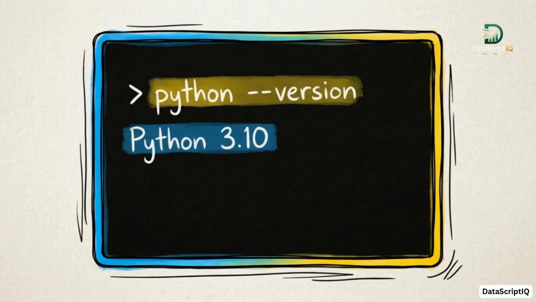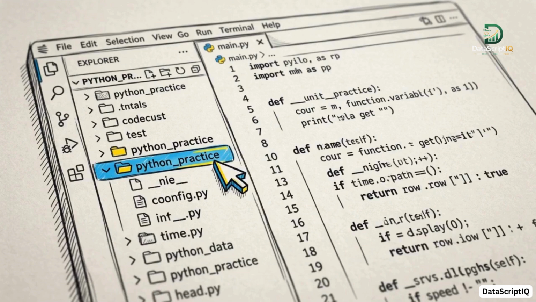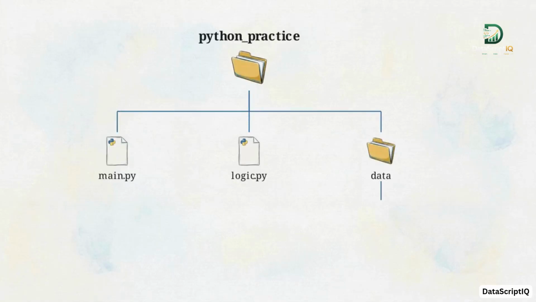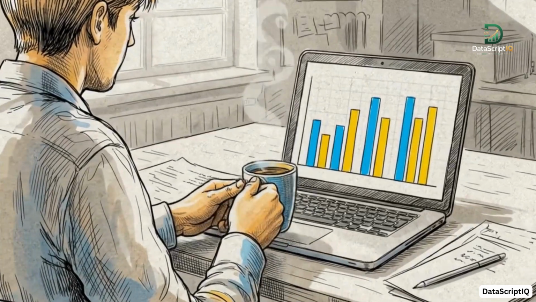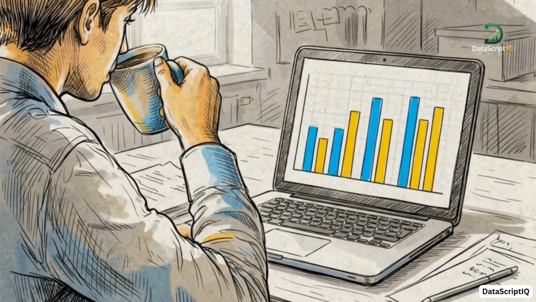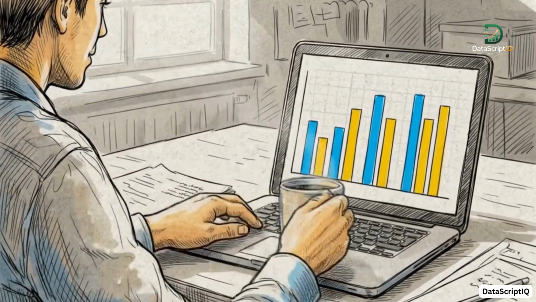To begin, you need to confirm that Python is available from your terminal or command prompt. Once confirmed, open your code editor and create a dedicated folder for your practice files. Keeping these files organized prevents confusion as your projects grow. Building this tracker allows the computer to manage the logical steps, while you focus on reviewing the final results.